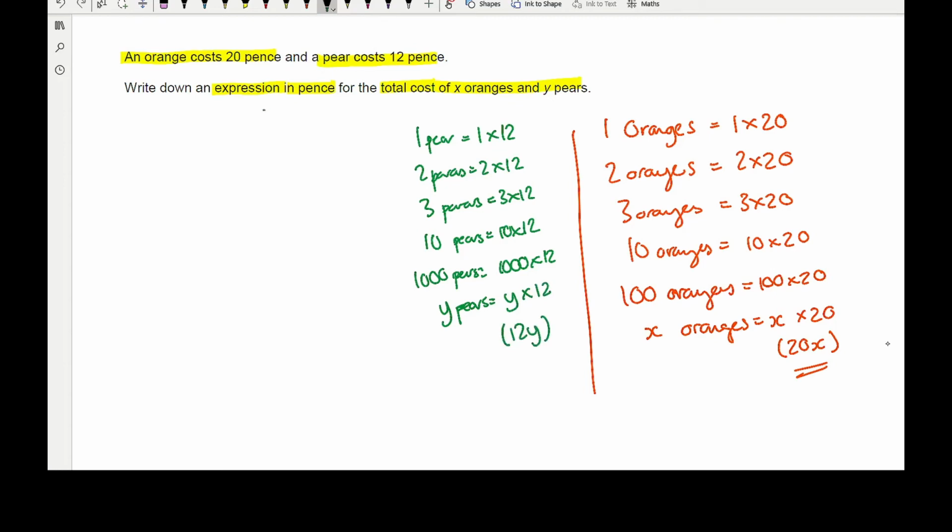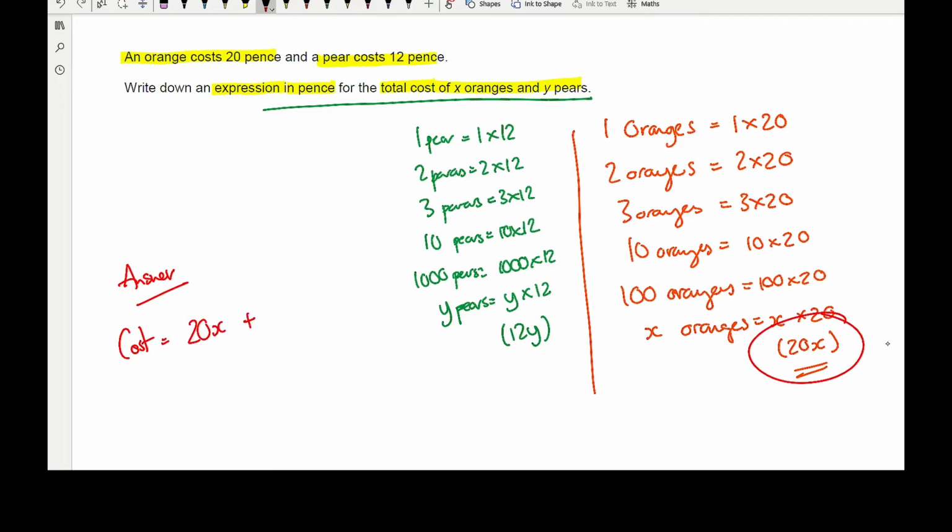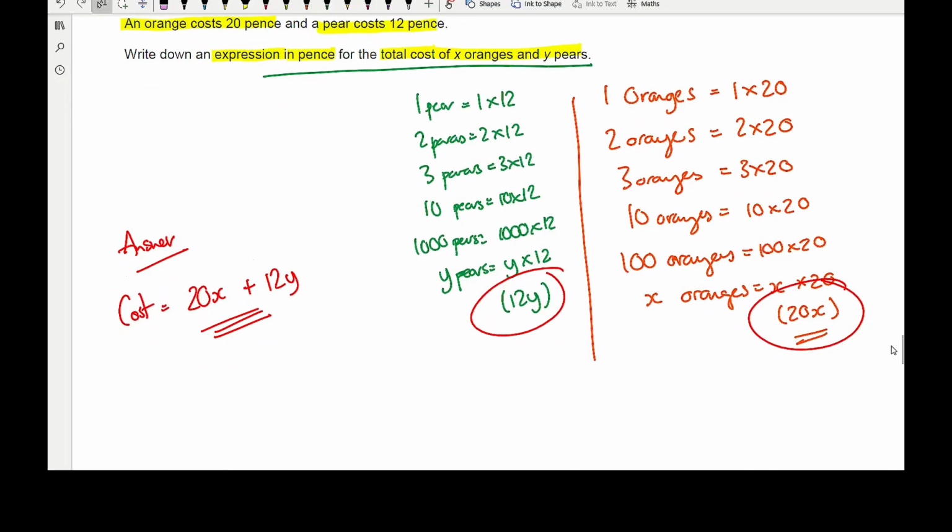So writing my expression of the total cost of x oranges and y pears, my final answer is going to be that the cost equals 20x, so that's the cost of however many oranges I'm buying, plus the cost of the pears, which is 12y. So this here would be my final answer.